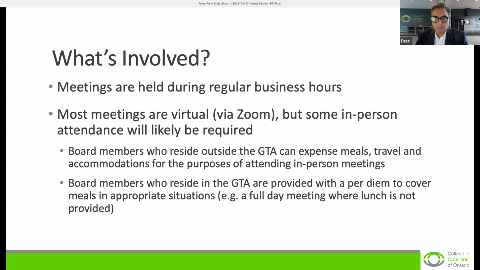And yes, you're provided a per diem to cover all of these things. If you're outside, there's also a travel per diem that's provided.